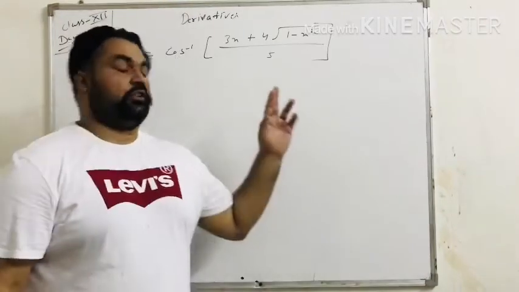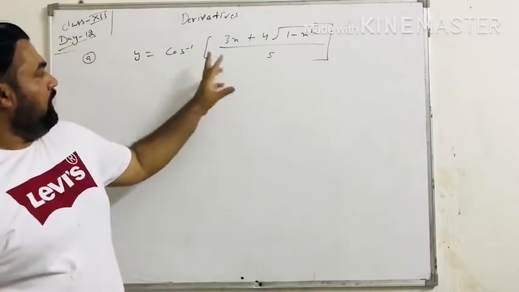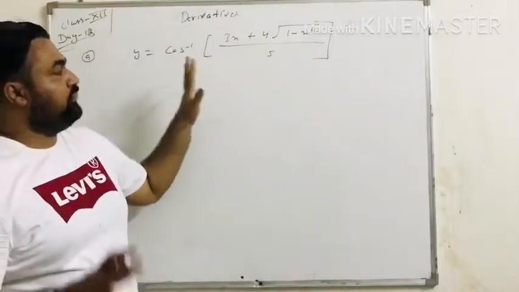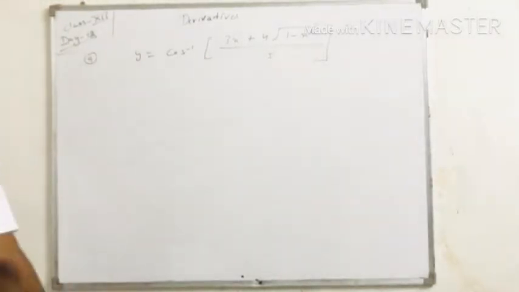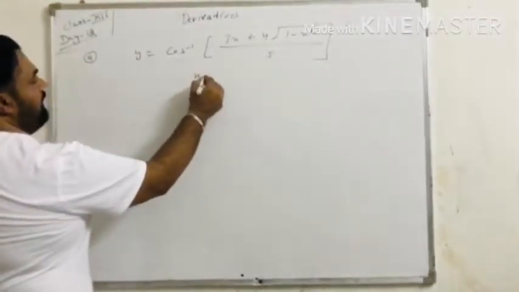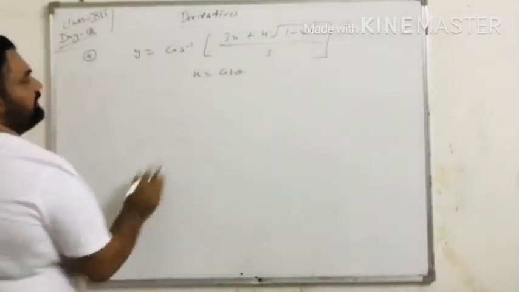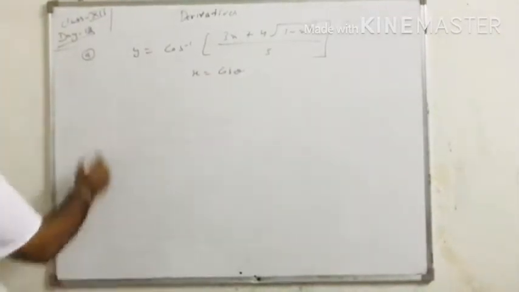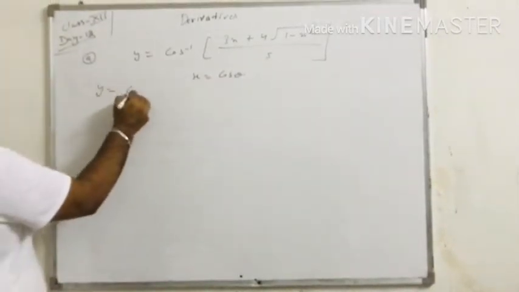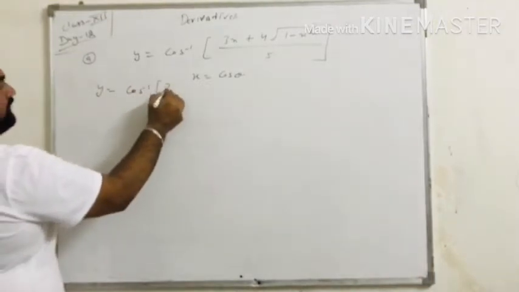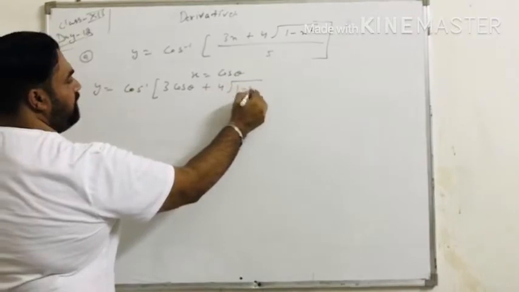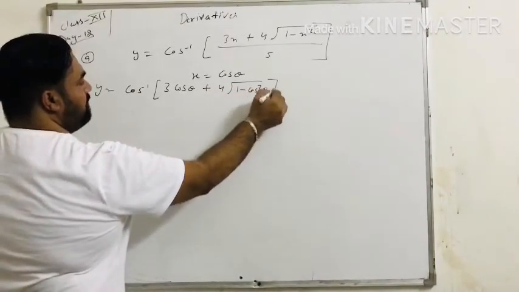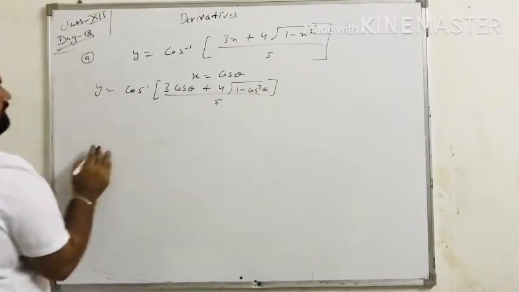So this is another question of derivative of this form. We have 3 questions. So the first question is here. In this question, put the value of x equals cos theta. So y equals cos inverse of (3 cos theta plus 4 times root of 1 minus cos square theta) upon 5.